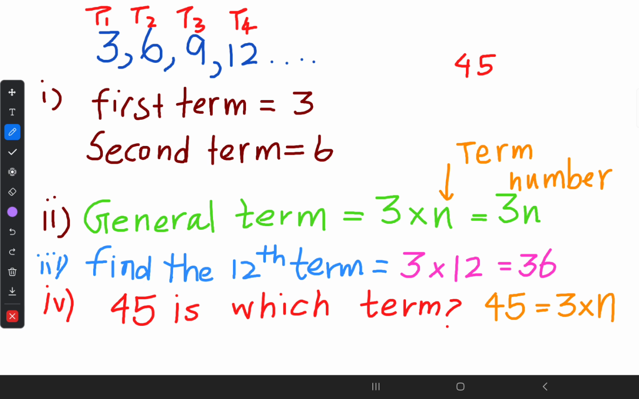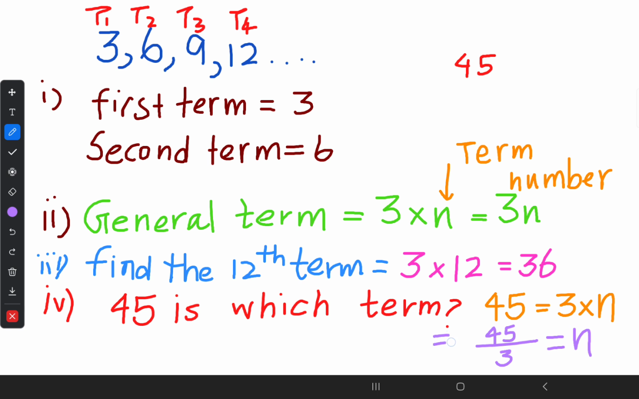When there is an addition, we can bring it as a subtraction to the other side of the equation. Similarly, if there is any subtraction, we can bring it as an addition. If there is any multiplication, we have to bring that one as a division. So here 45 should be divided by 3. That is equal to n.